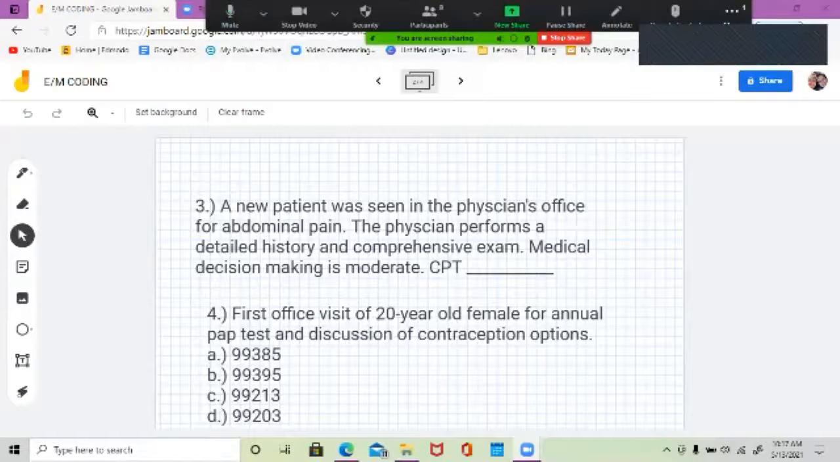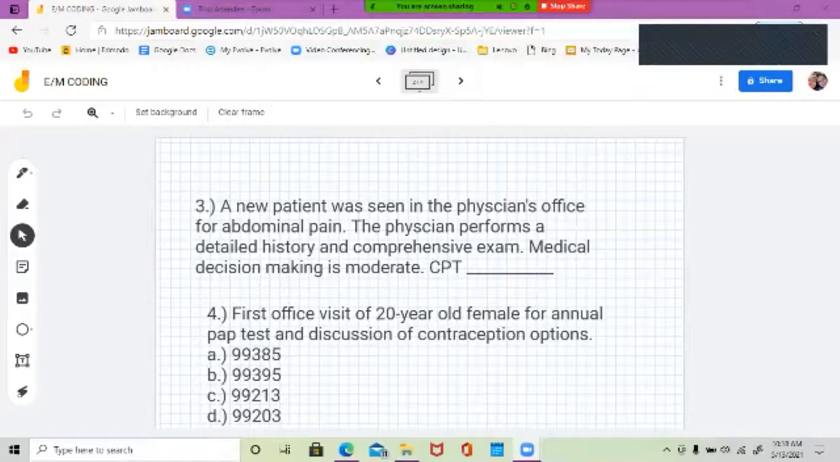Okay, the next question is going to be a multiple choice question. The first office visit of a 20-year-old female for an annual Pap test and discussion of contraception options. It's one of these codes. So I'm going to give you a few minutes to decide. I do want to point out we talked about preventative medicine. And it's a first office visit, so it's a new patient. New patient. Right.